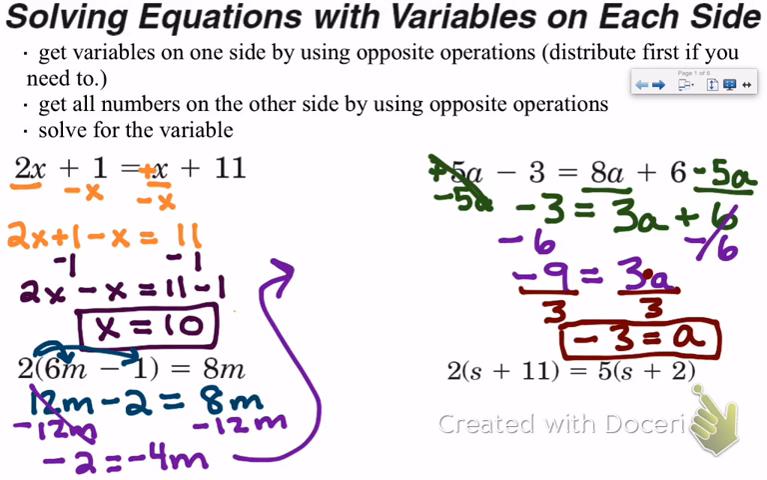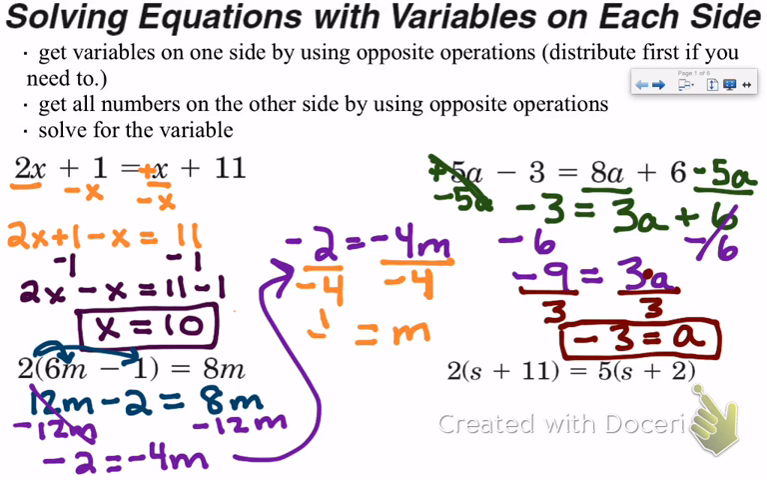So what I have right now, I'm going to rewrite it for you guys, is we have negative 2 equals negative 4m. My operation, I need to undo it, so I'm going to divide by the coefficient, negative 4. And whatever I do to one side, I have to do to the other. Negative 4 divided by negative 4 is just 1, so m's by itself. Negative 2 over negative 4 is going to be a positive, and then 2 over 4 reduces to 1/2. It is okay to have fractions as answers, people. It is okay.